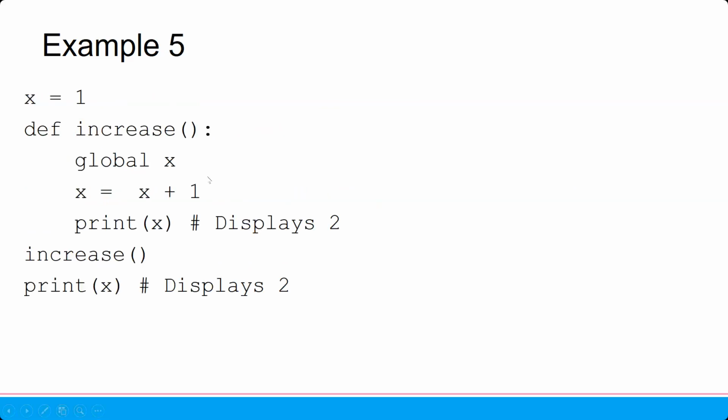And if you use the global, it will change the variable. This variable, which is x1, is a global variable. So we want to make it a global. It means whenever we make any changes inside the function, it will also change outside the function.